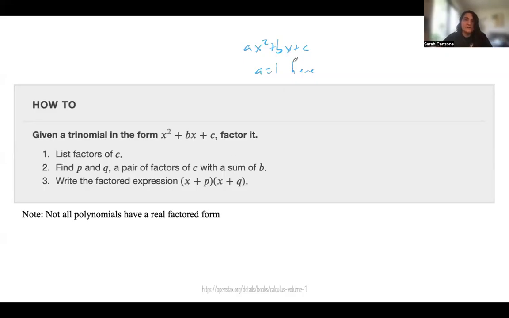So here, in order to factor, what you want to do is you want to list factors of c. So find some number c, and you're going to have c times 1, 1 times c.